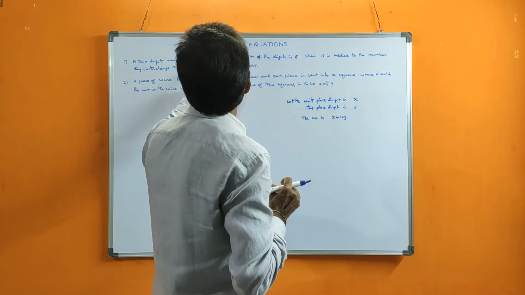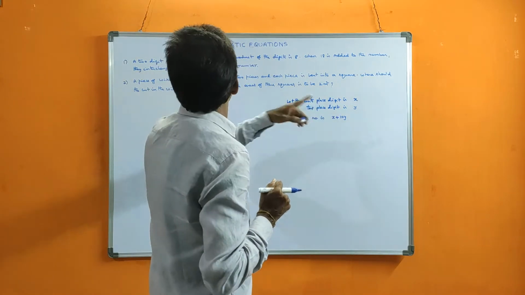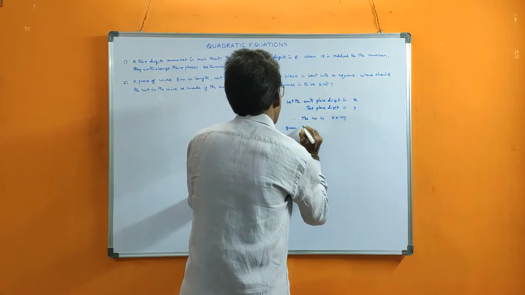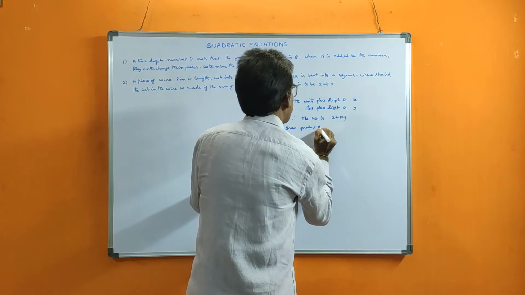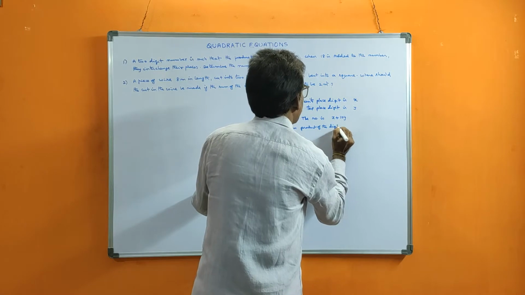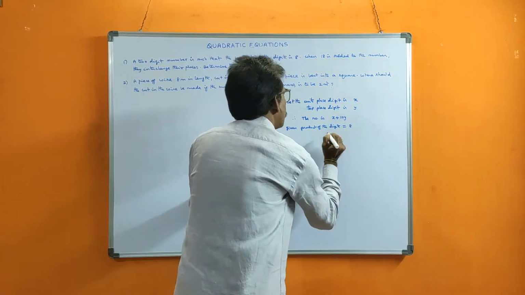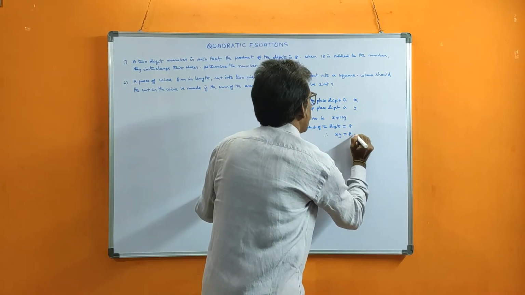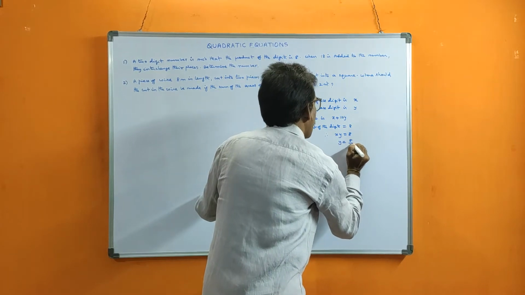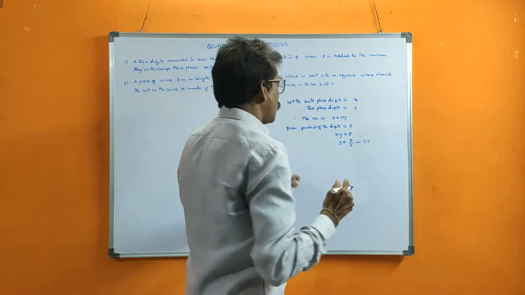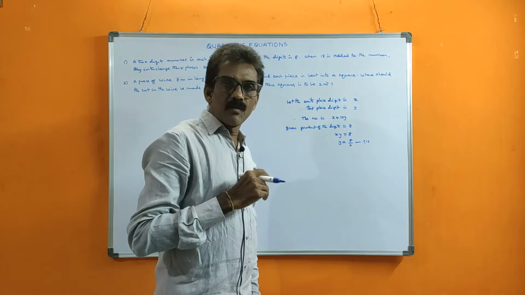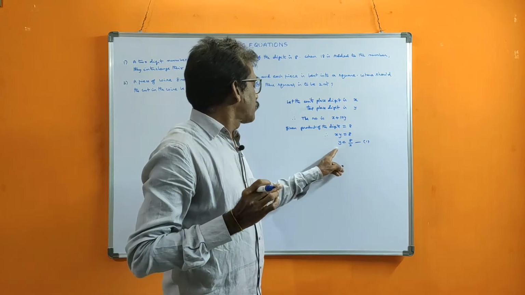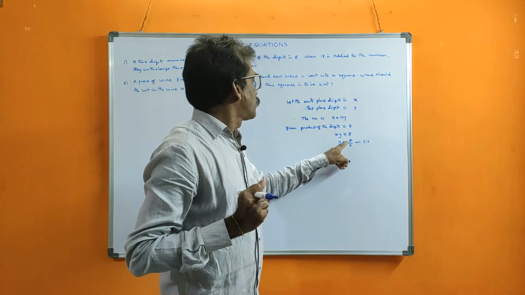Now the conditions. The two digits are x and y, such that the product of the digits is 8. Given the product of the digits is 8, now our digits are x and y, so the product xy is equal to 8. So y is 8 by x. This is equation 1. Why? Because we should consider everything in a single variable only. That means the equation should be in a single variable. That's why y in terms of x: y is equal to 8 by x.